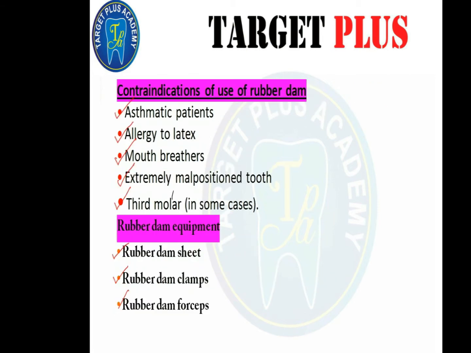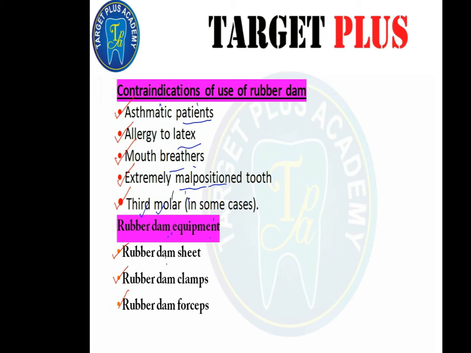Now, what are the contraindications for use of rubber dam? It is contraindicated in asthmatic patients and those who have an allergy to latex. Patients with an allergy to latex are a contraindication for use of rubber dam. It is also contraindicated in mouth breathers, extremely malpositioned teeth or third molar.